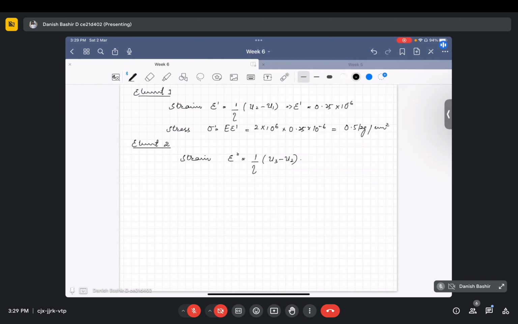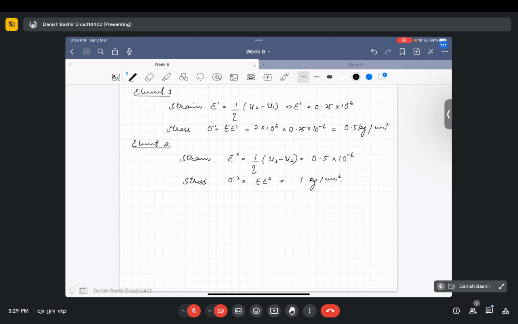When we plug in the values, we will get the value of strain to be 0.5 into 10 power minus 6. Okay, and stress correspondingly will come out to be sigma 2 equal to E epsilon 2, equal to 1 kg per centimeter square. So this was the exemplar problem that we solved.